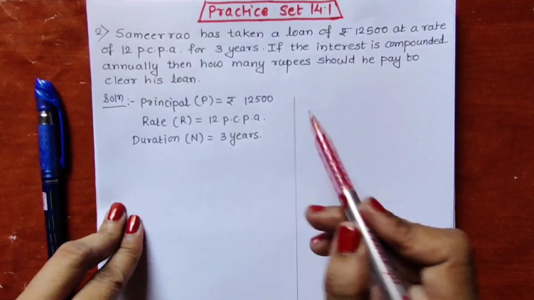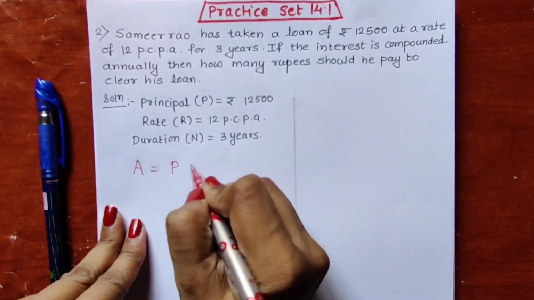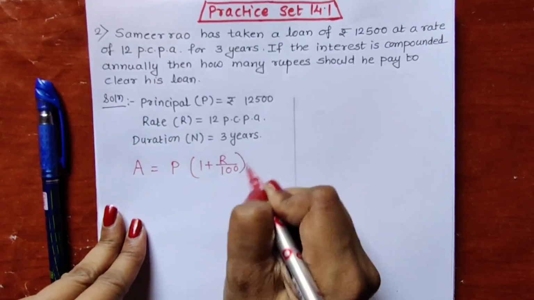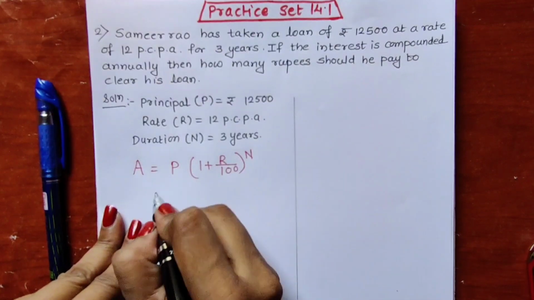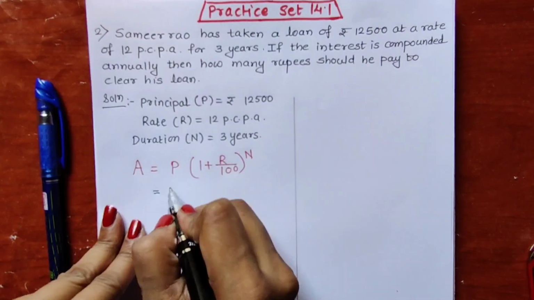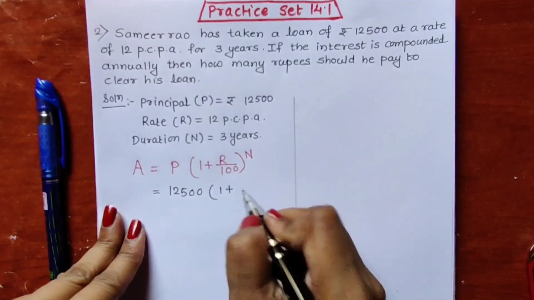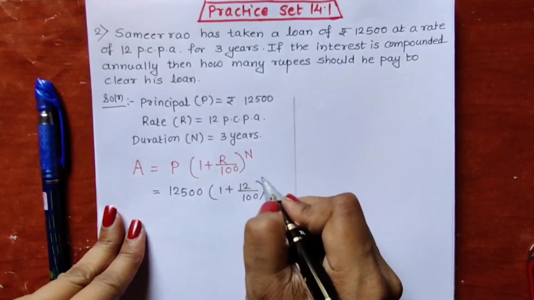How many rupees we have to find out? That means we have to find the amount. Amount is equal to P 1 plus R upon 100 in bracket raised to N. Now we will substitute the values. P is 12,500. 1 plus R is 12 upon 100 raised to N is 3.